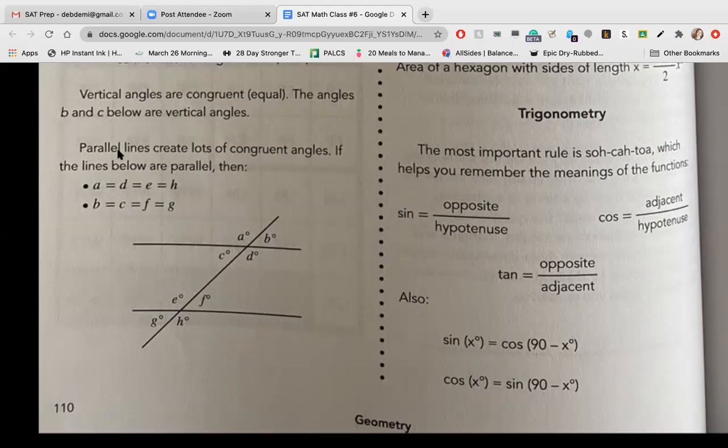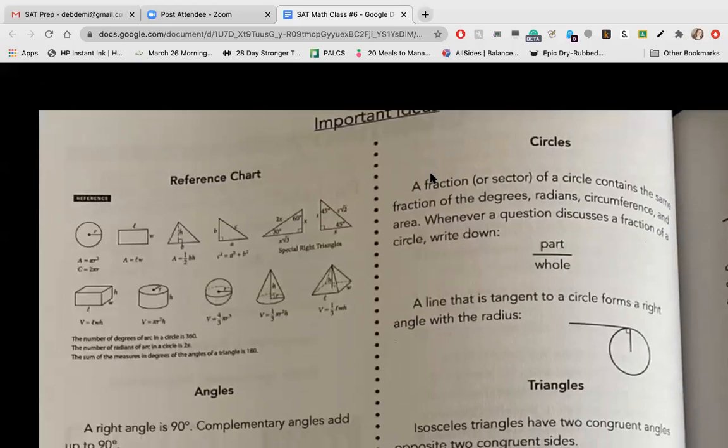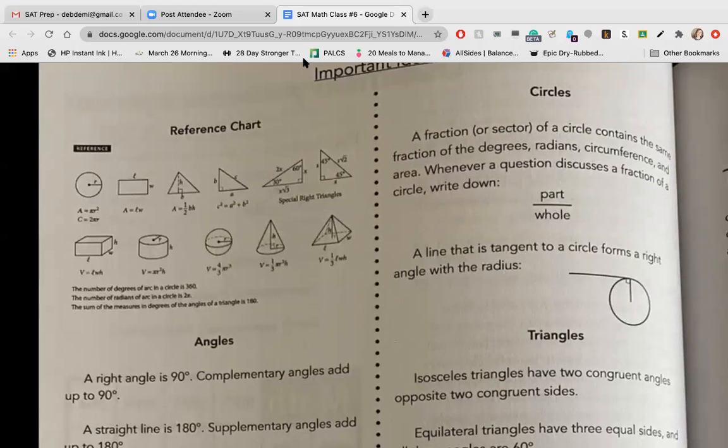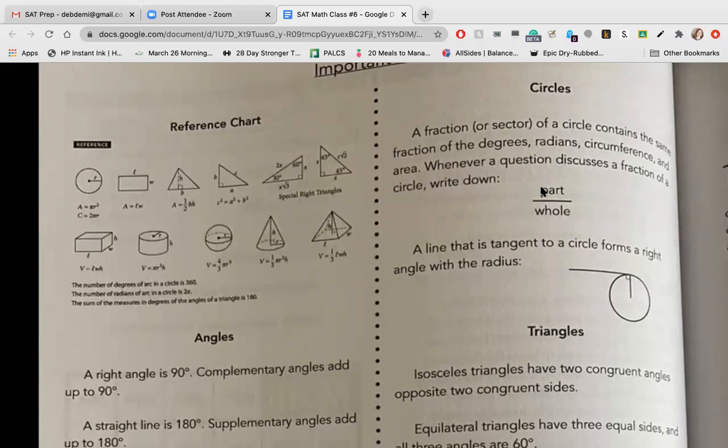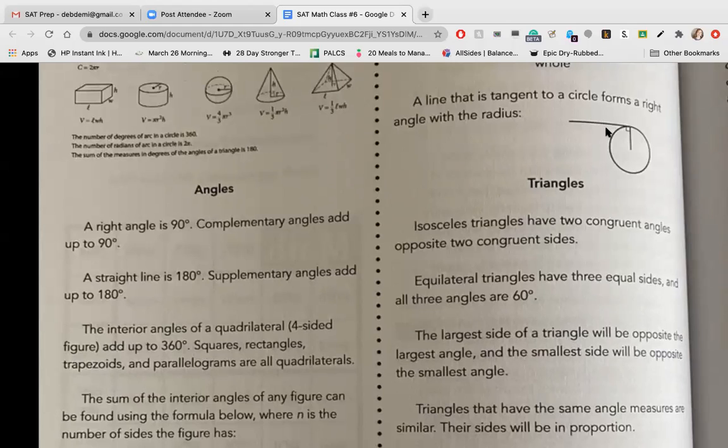Okay, back up to the top here. Here's some tricky stuff. Circles. A fraction or a sector of a circle contains the same fraction of the degrees, radians, circumference, and area. Whenever a question discusses a fraction of a circle, you put the part over the whole. We'll get to that when we do the problems. If a line is tangent to the radius of a circle, it makes a right angle. See the right angle right there?